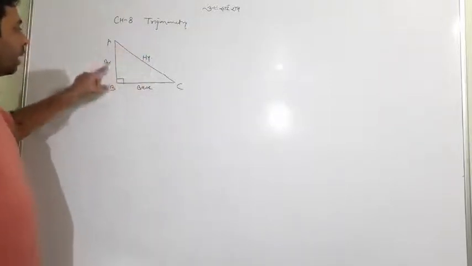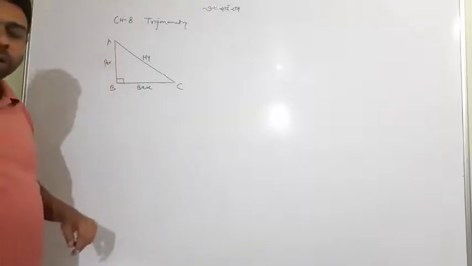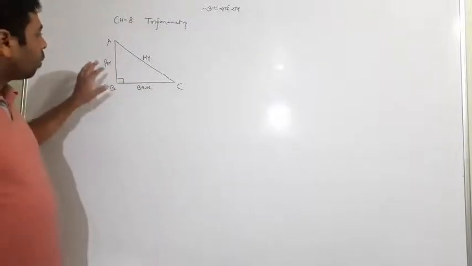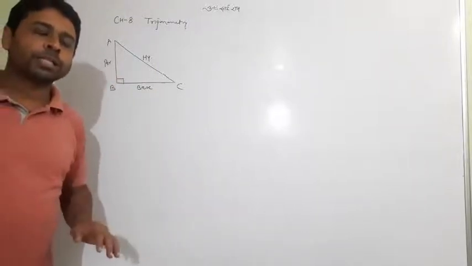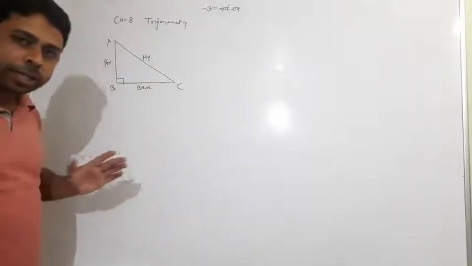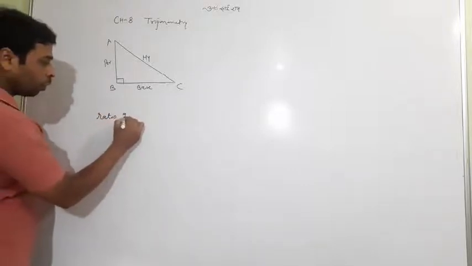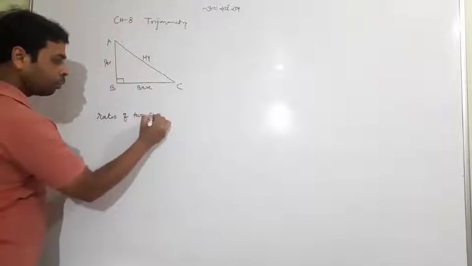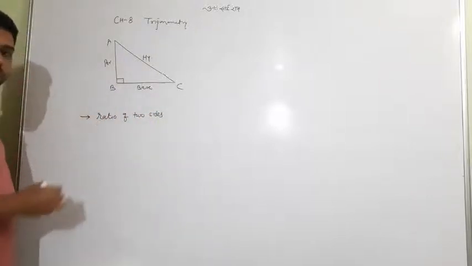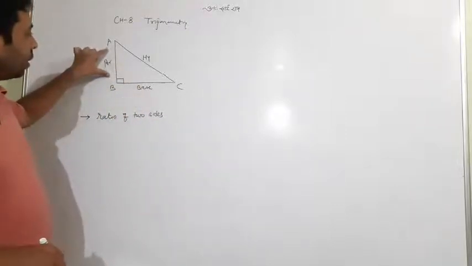Now we have three sides AB, BC and AC, and three angles, as you can see, B is a right angle. Now look at it here, hear me carefully. We are taking the ratio of pairs of sides. We are discussing here the ratio of any two sides. Now, if you follow this sentence, what comes to your mind? Ratio of two sides.